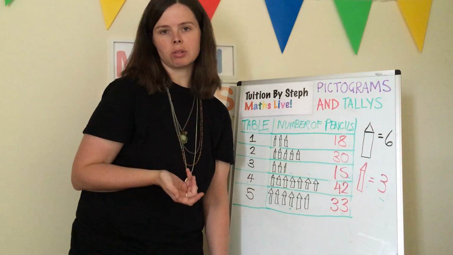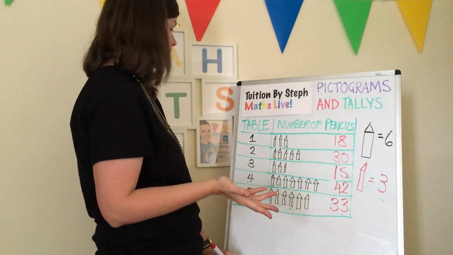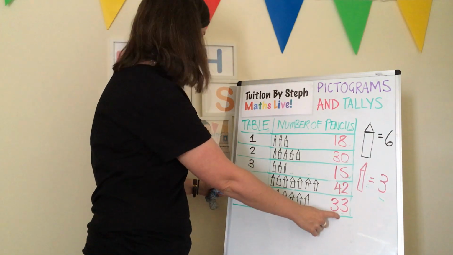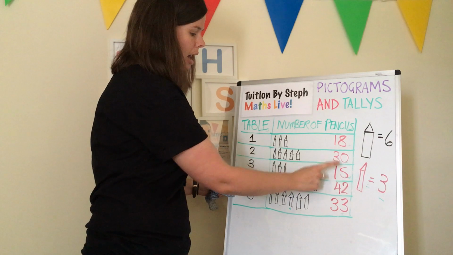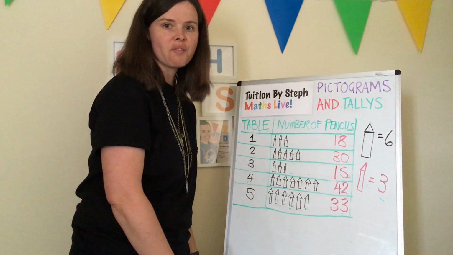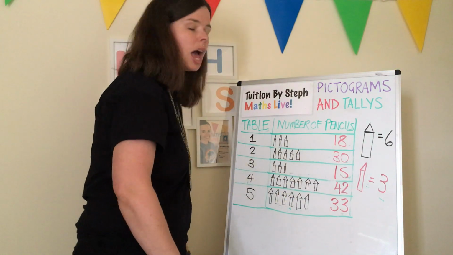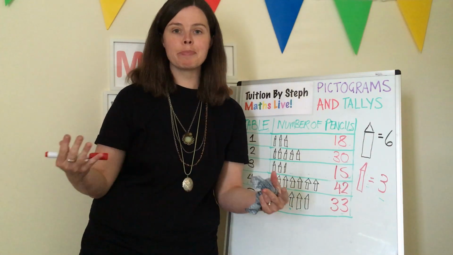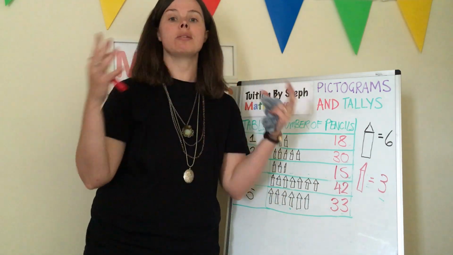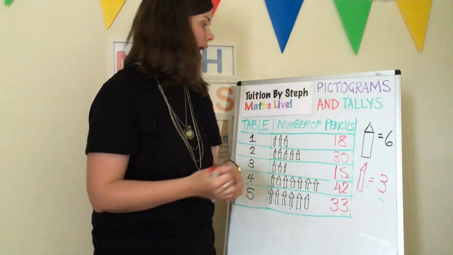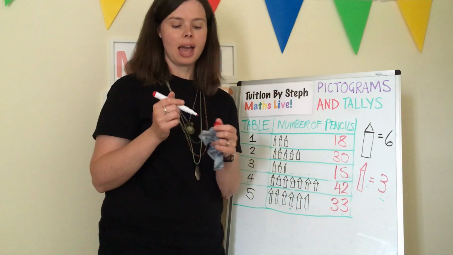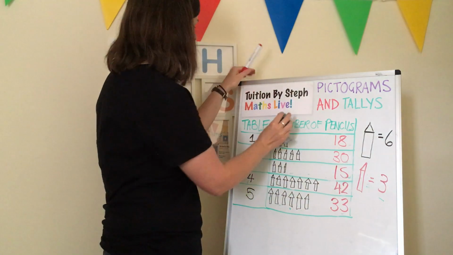How many more pencils are on table 5 than table 2? So I go to table 5, there's 33 pencils. Go to table 2, there's 30. So how many more do table 5 have than table 2? They have 3 more because it's 33 to 30. Another question could be, how many pencils were left in the classroom all together? We know all together means you have to find the total, so you have to add them all up. So you would add 18, 30, 15, 42, 33, and that would be your answer.